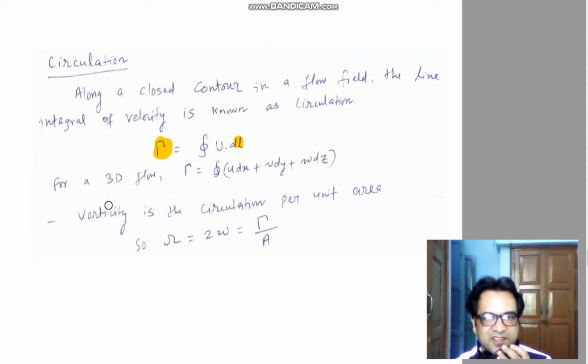And there is also a relation between vorticity and circulation. If you know the circulation, then the vorticity is circulation per unit area. Already you know that angular velocity is half of the vorticity. So the relation between vorticity, angular velocity and circulation is this. If you know one quantity, the other quantities you can easily find out.